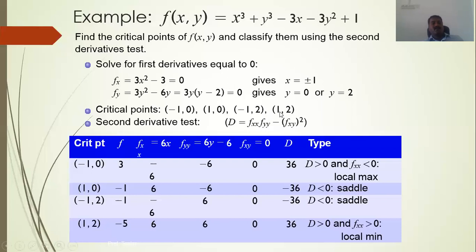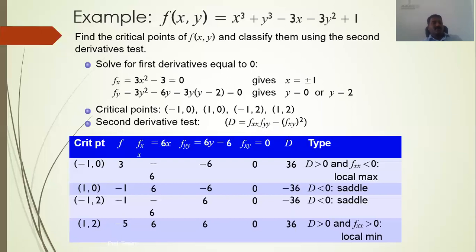Now take (1, 2). f at (1, 2) equals -5, fxx at (1, 2) equals 6, fyy at (1, 2) equals 6, fxy at (1, 2) equals 0. So we see that D, which equals fxx times fyy minus fxy whole squared, equals 36. We see that D is greater than 0 and fxx is greater than 0. So we can conclude that (1, 2) is a local minimum.